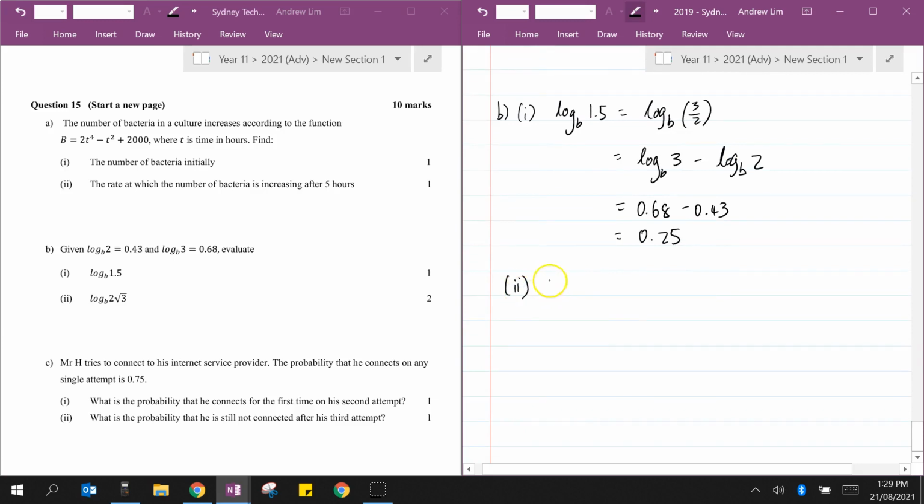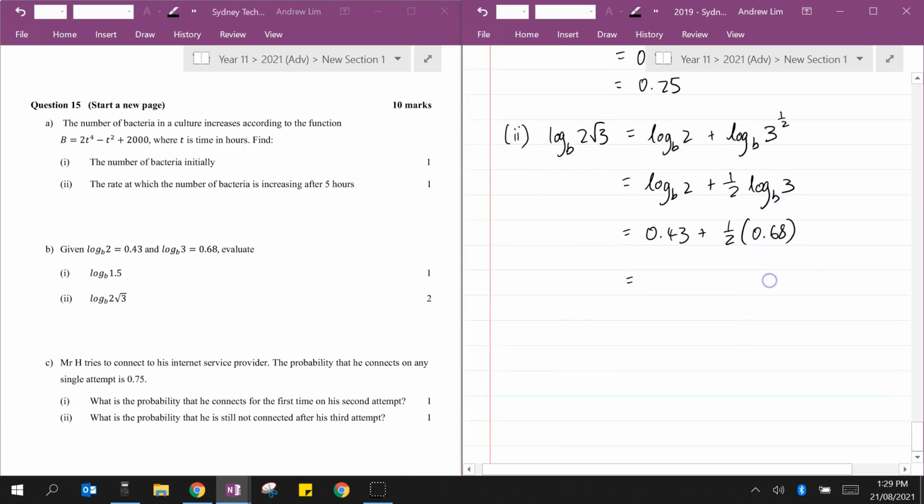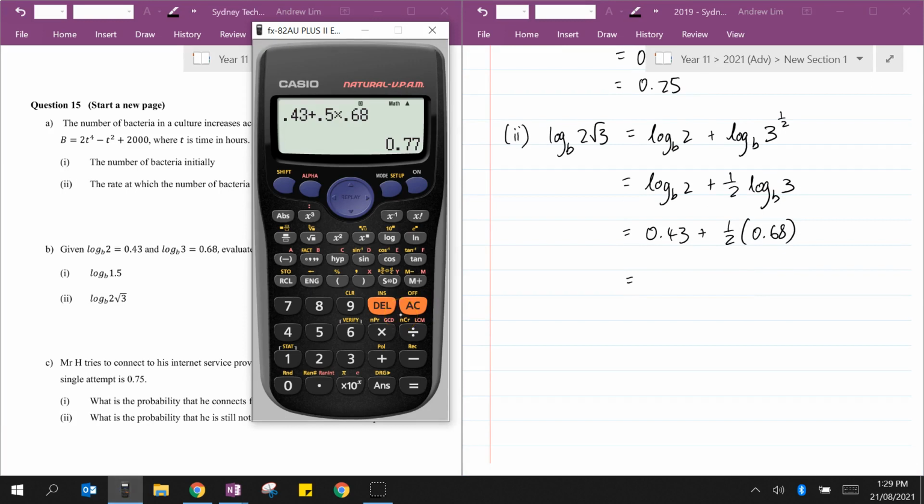Part 2. Log base b of 2 root 3. I'm going to separate that into log base b of 2 plus log base b of root 3. But I'm going to rewrite root 3 as 3 to the power half. We can continue using our log laws to bring this power down. And therefore we've got log base b of 2 is 0.43 plus half times 0.68, which is here, 0.77.